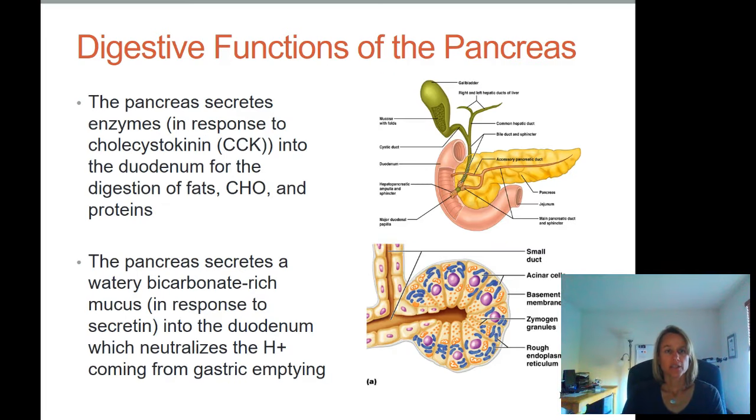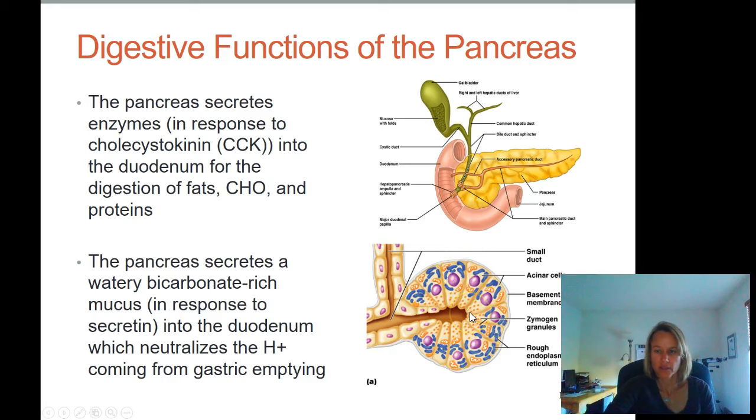The pancreas secretes enzymes in response to a hormone, which is cholecystokinin, and it secretes them through the pancreatic duct into the duodenum. And the pancreas releases enzymes for all categories of foodstuffs, so lipases for fats, amylases for carbohydrates, and then various peptidases and other enzymes for the digestion of proteins. Then the pancreas also secretes water, bicarbonate, and mucus, and this is in response to the hormone secretin.